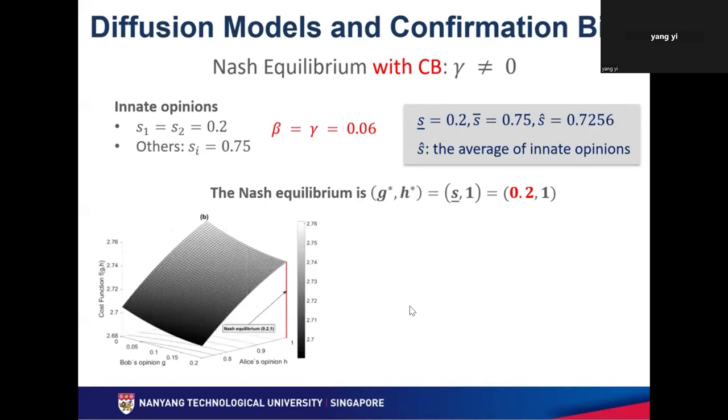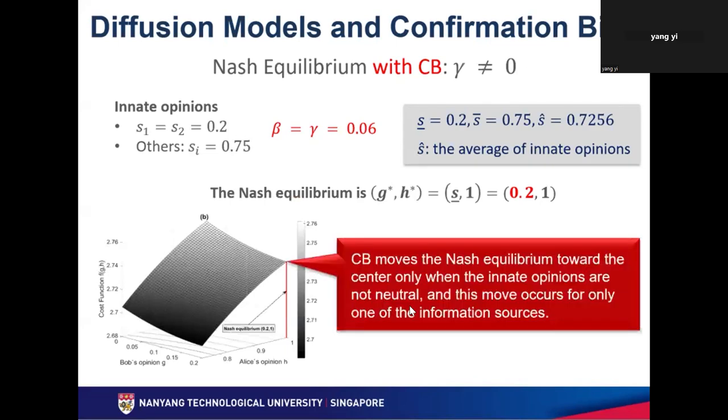I highlight 0.2 because that's the part that is different from the last scenario without the confirmation bias. As you can see in the figure of the Nash equilibrium, the confirmation bias moves the Nash equilibrium towards the center. But it only works for one of the information sources. Here it works for Alice, but with different parameter values it will have an impact on Bob. Also, such moves only happen when the innate opinions of the public are not neutral, and here the average opinion is not neutral.